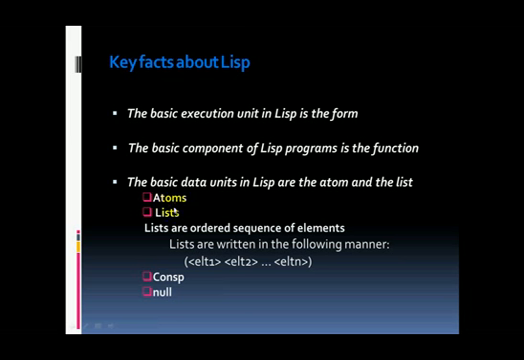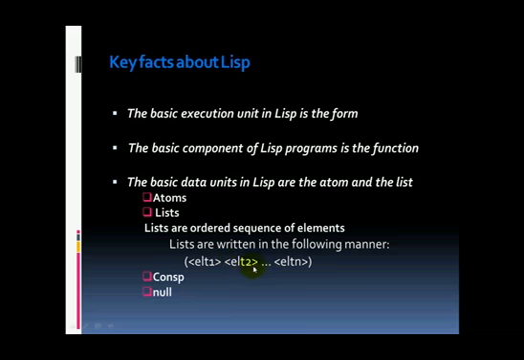The basic data units in Lisp are the atom and the list. Atoms. Atoms are indivisible units. To us they look like identifiers. Atoms can function as the names of variables. For example, they can be bound to values. Atoms can also function as the values of variables.